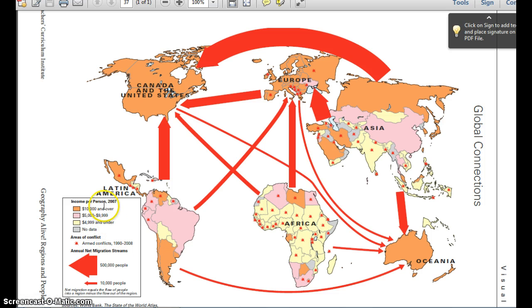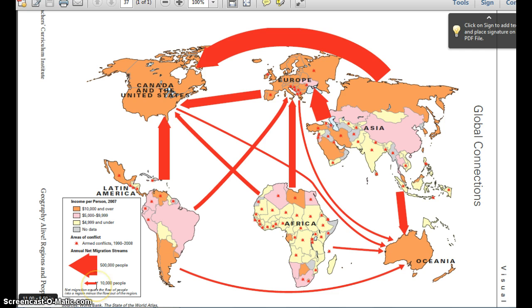This here, up here, when we're looking at the income per person, this is going to be a pull factor. Down here, some of these can end up being a push factor. Armed conflict, generally speaking, is a push factor. Last thing we're going to be looking at in this key is the annual net migration streams, and we notice that larger arrows mean more people are moving.